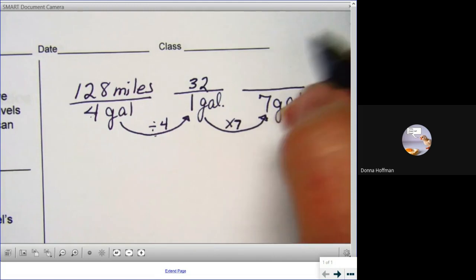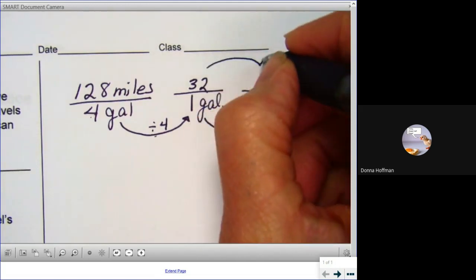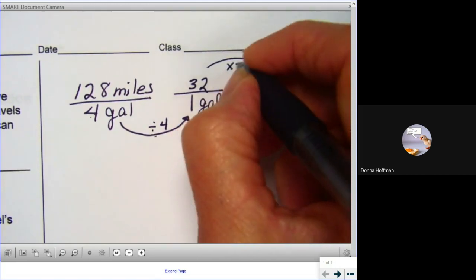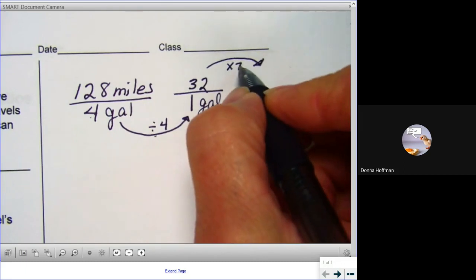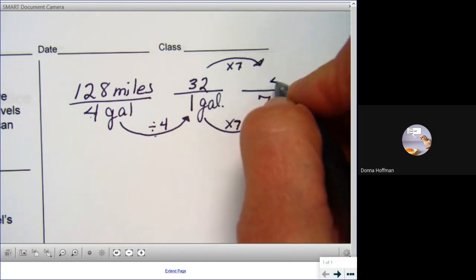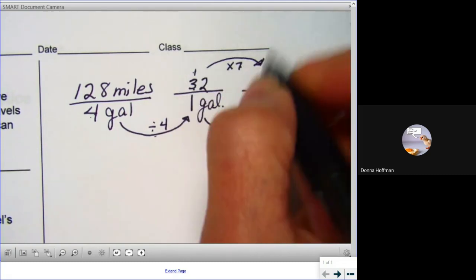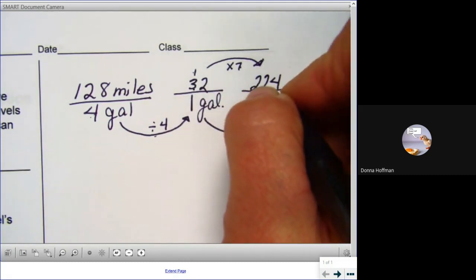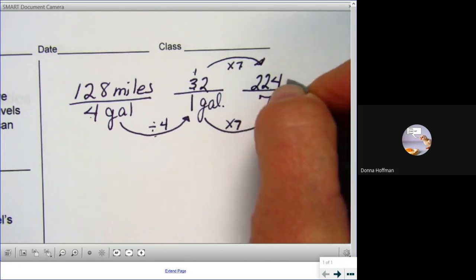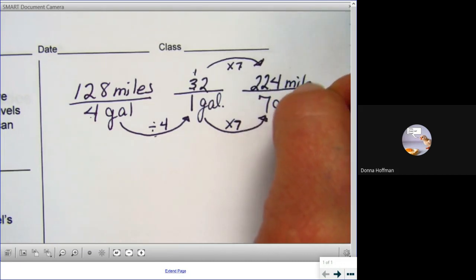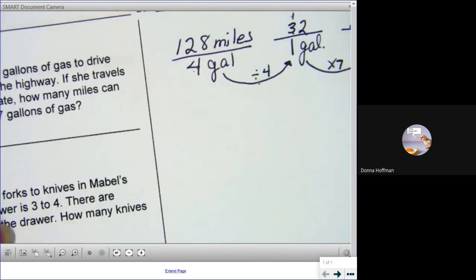That's pretty good. Then I've got to multiply that by 7. 7 times 2, 14. Carry my 1 right there. 7 times 3 is 21, plus that one is 22. She's going to go 224 miles on that 7 gallons.